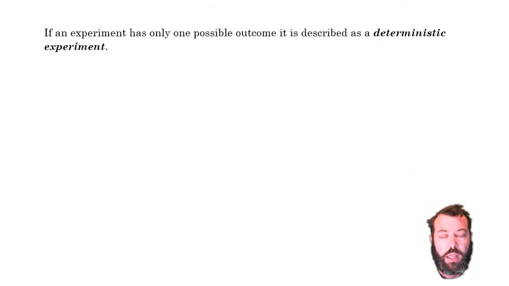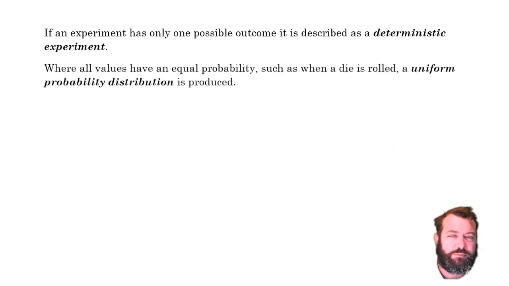So, another little bit of language here. If there's only one possible outcome of our experiment, that's called a deterministic experiment, and it's really not very interesting, right? The probability of that single value outcome will be 1. Not much happens. Now, if all our values have an equal probability, like when we roll a die, that's a uniform probability distribution. Uniform, all the same. All of the probabilities for each of the values are the same.